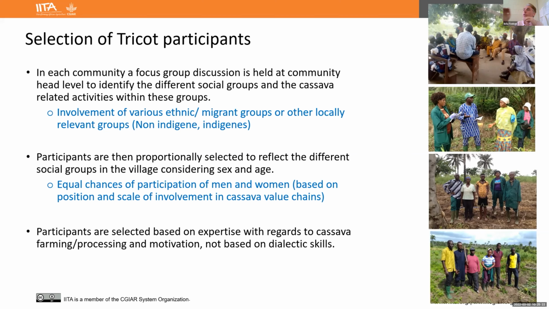So in each of the communities, we have focus group discussions held before we select TRICOT participants in such a community. It's really looking to identify different social groups within each community. From that we involve representatives of those social groups. We go to contact them and we start to recruit TRICOT participants. And they are proportionally selected.